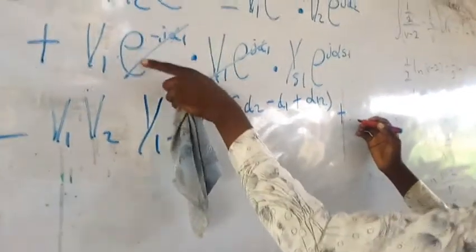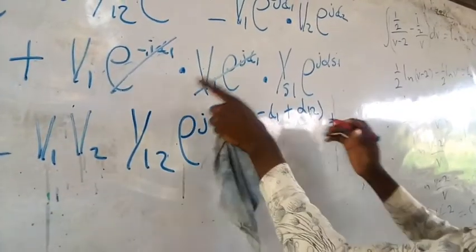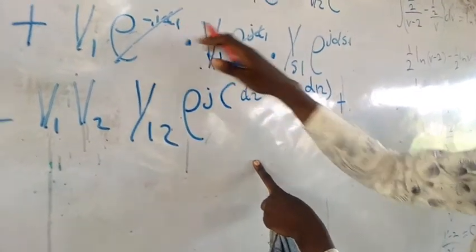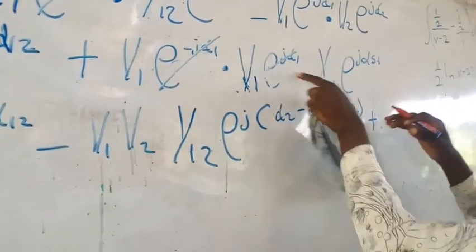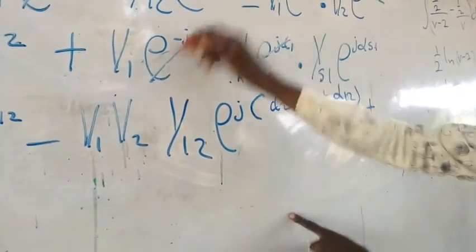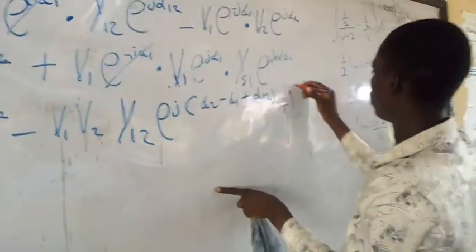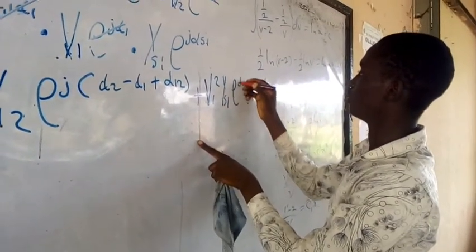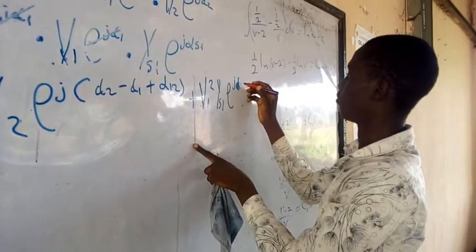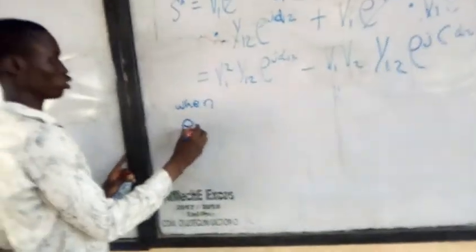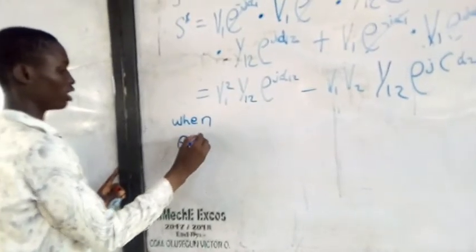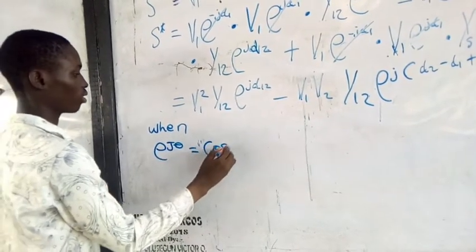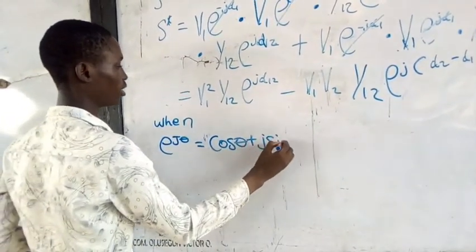Plus this has cancelled this side. So v1 times v1, the v1 did not cancel. It is only the e minus j d1 and e j d1. They are cancelled each other. Because here is minus, there is plus. They cancel each other. They have v1 times v1 giving us v1 squared. Then y s1 e j alpha s1. When it is e j theta, it is equals to cos theta plus j sin theta.